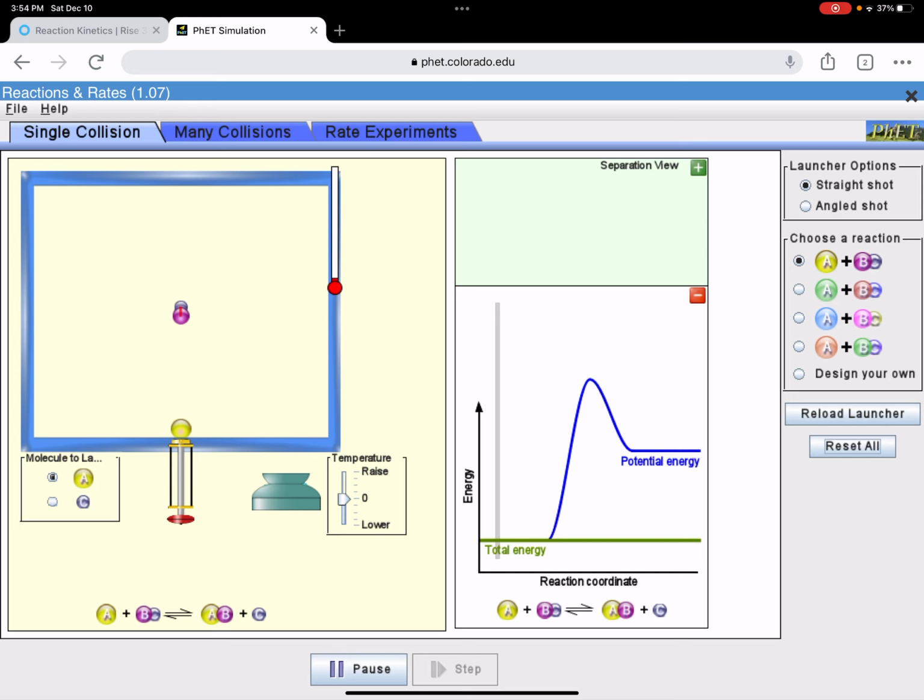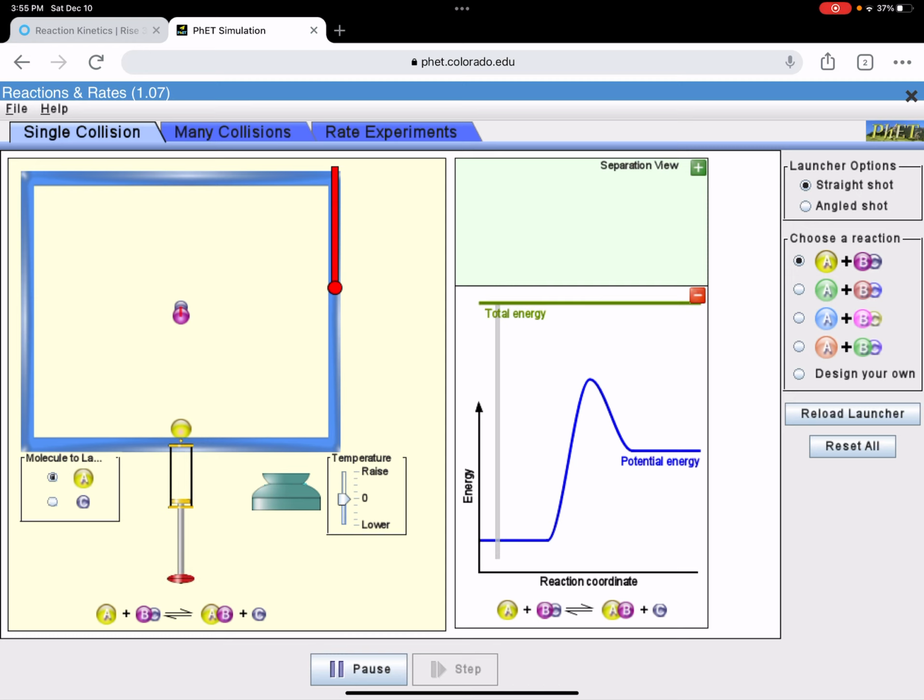You can see an energy diagram. The green horizontal line is total energy. So this reaction is going to be starting with not enough energy. It's going to have to be above that top curve to have enough activation energy for anything to go. So I'm going to start it with this low energy. I'll give it a little bit of temperature to get it up just a little bit.